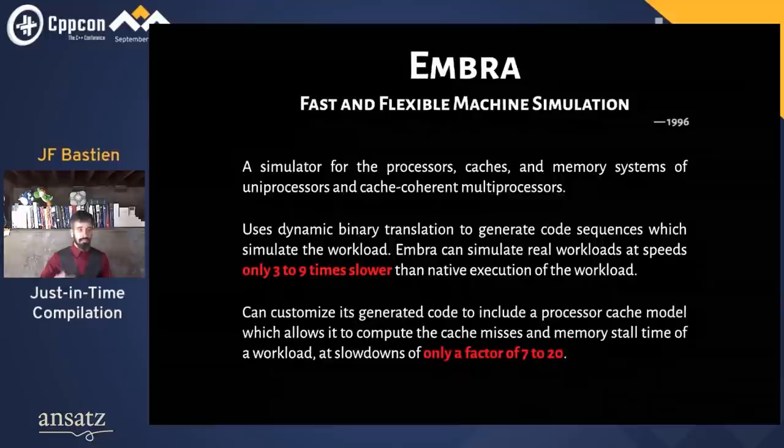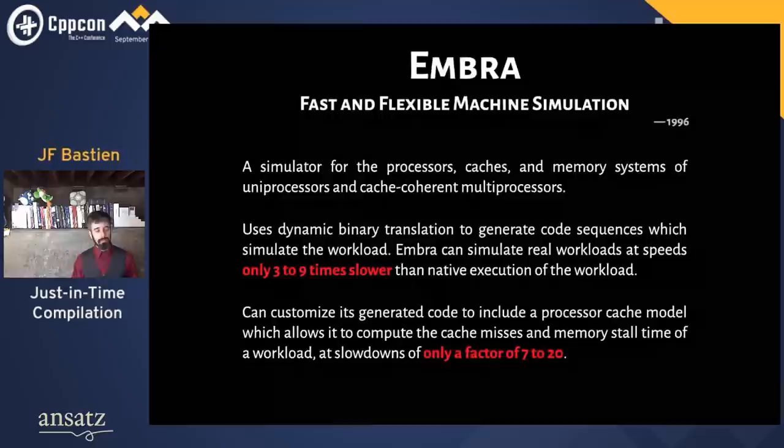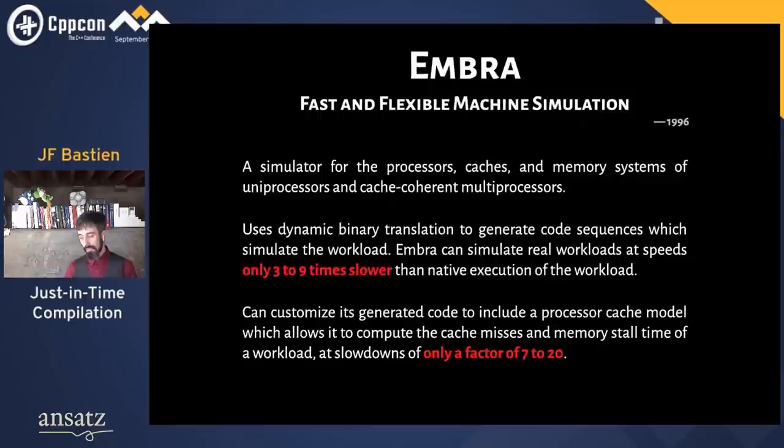And so the speed numbers quoted here seem really slow, but they're actually quite good, right? Embra can change the functionality of the simulator too, which is cool. You can say, start up, simulate the cache, and then don't simulate the cache later. You can do those two things, and you just have one simulator. That's kind of cool. All right, so let's look more at dynamic optimizations.